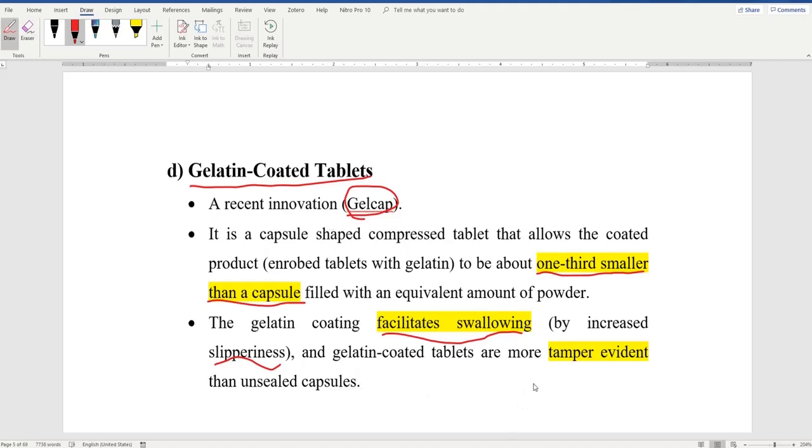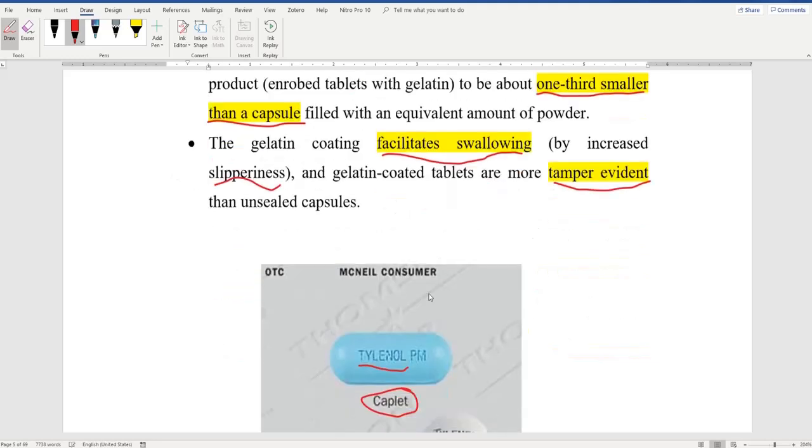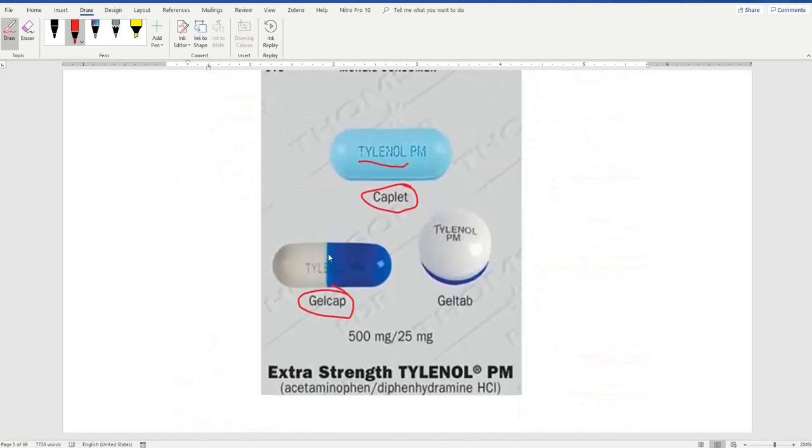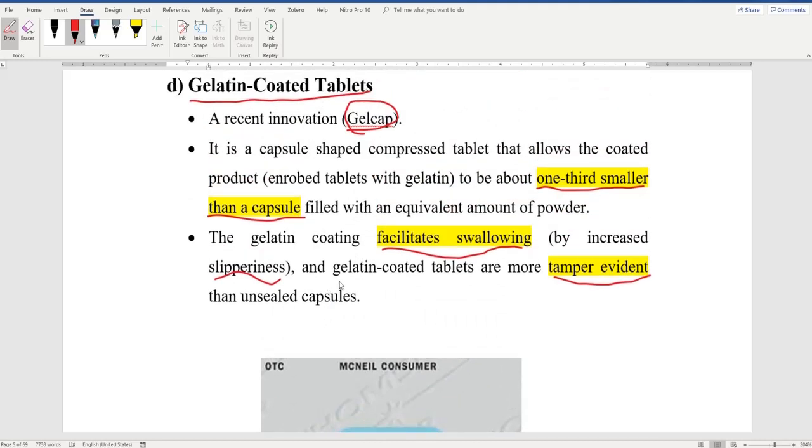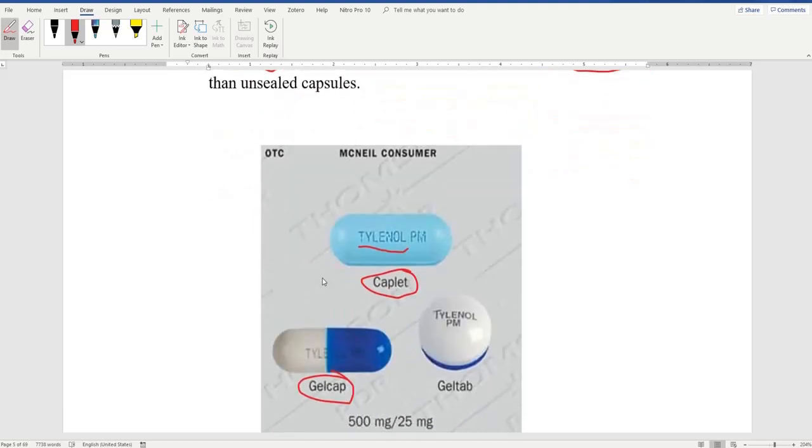Another advantage compared to hard gelatin capsule is that here it's tamper evident. Now you cannot come here and say, okay, I want to remove the body from the cap. No, you cannot do this because all of it is one piece, hermetically sealed. Okay? That's why surely it's more costly than tablets and than making a capsule, because you need a special machine for that.